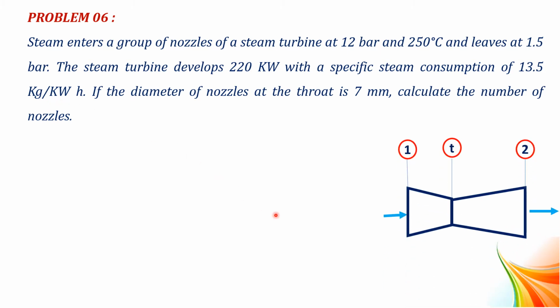Here we are considering a convergent divergent nozzle. One is the inlet of the nozzle, two is the exit of the nozzle. The cross section of the nozzle first decreases from its entrance to throat and then increases from its throat to exit. The section where the cross sectional area is minimum is known as throat section.